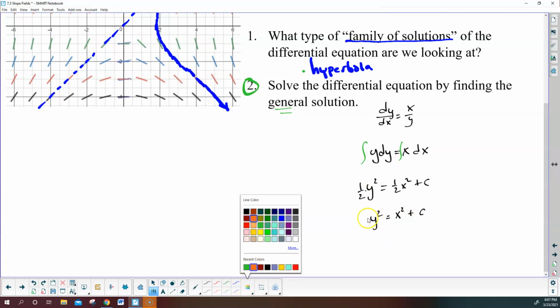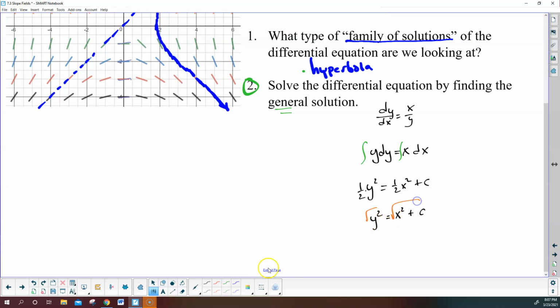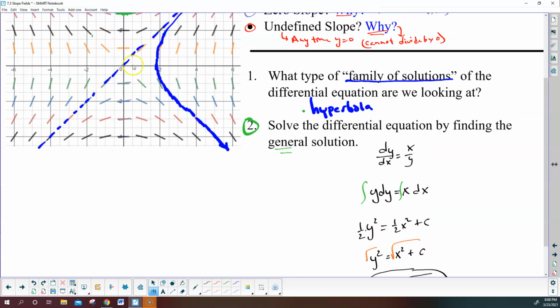Now, here's the tricky part. I have to get rid of the squared, right? I'm going to take the square root of both sides. I don't know which value I'm going to take. Is it going to be the plus or the minus? And since it's the general solution, we don't have a specific point to check which value we should take, so we have to put the plus and the minus. Now, if you were to graph this on a calculator, just try graphing, notice if you take the square root of x squared, if there wasn't a plus c, that would just be the linear portion here.